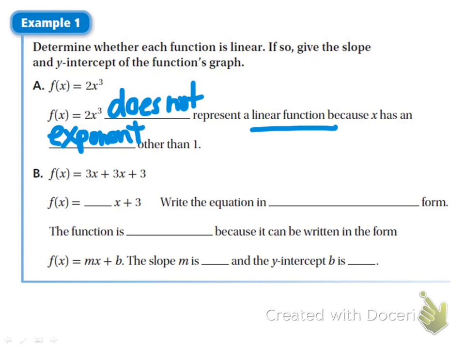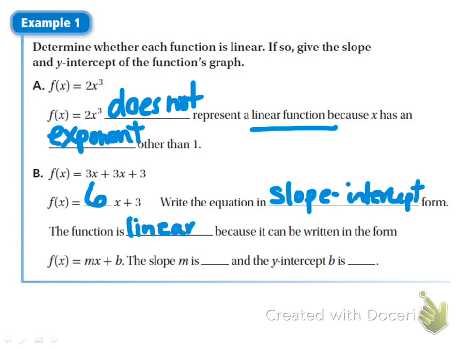Letter B. F of x equals 3x plus 3x plus 3. F of x equals 6x plus 3. Write the equation in slope-intercept form. The function is linear because it can be written in the form f of x equals mx plus b, where the slope is 6 and the y-intercept b is 3.